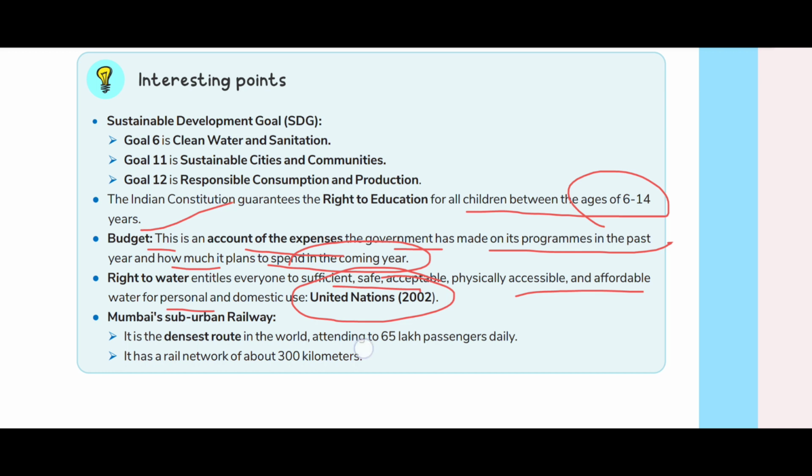Mumbai Suburban Railway. It is the densest route in the world, attending to 65 lakh passengers daily. It has a rail network of about 300 kilometers.